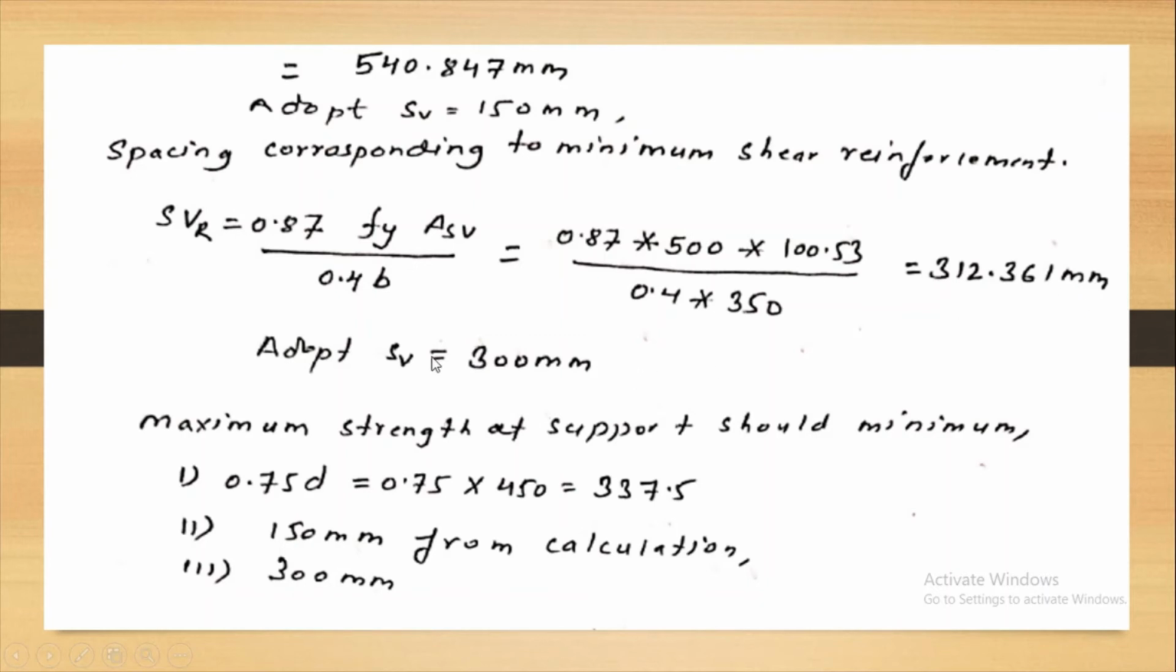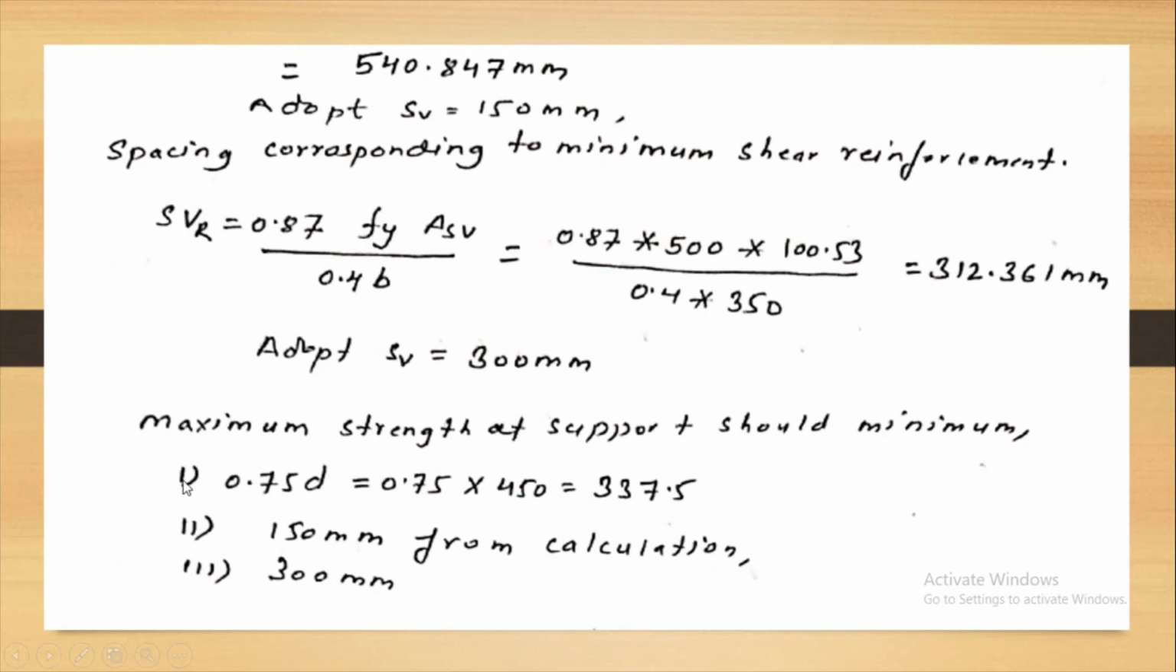But here I'm adopting a spacing equal to 300 mm for more safety. Now, the maximum shear at the support should have minimum spacing. Obviously, because the maximum shear force acts at the support. For resisting maximum shear force, we have to provide the minimum spacing, right?